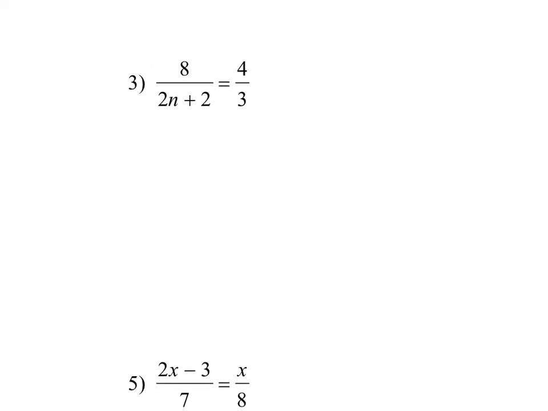Looking at this next one, number 3, you see it's a little bit more in depth because it's not just a bunch of single numbers or letters. Underneath the 8, you have a 2n plus 4, but the process is still going to be exactly the same. You take the top of one side and multiply it by the bottom of the other, and then you take the bottom and multiply it by the top. Again, that's your cross product.